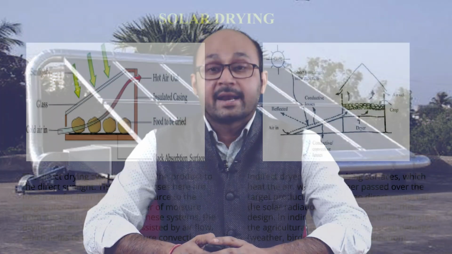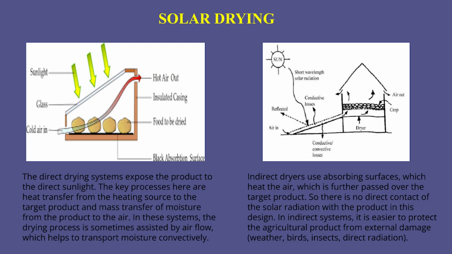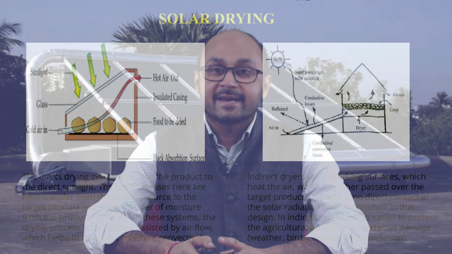And in another one, which is the indirect type solar dryer, an absorbing surface heats the air, which is then passed over the target product. So there is no direct contact of solar radiation with the product in this design. In indirect solar dryer systems, it is easier to protect the agriculture product from external damage. Since no direct heating is there, you can avoid overheating of the material.